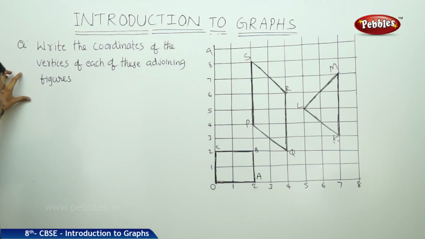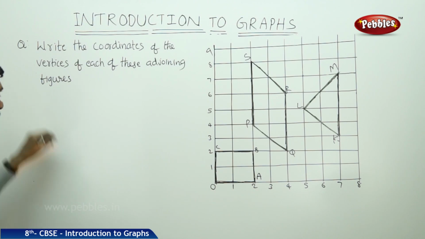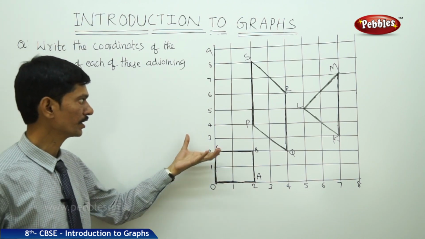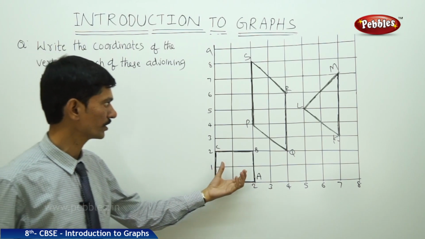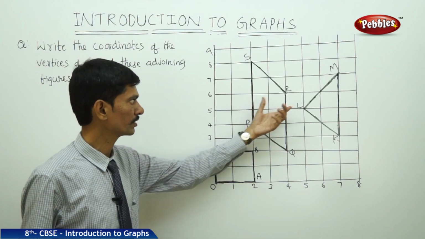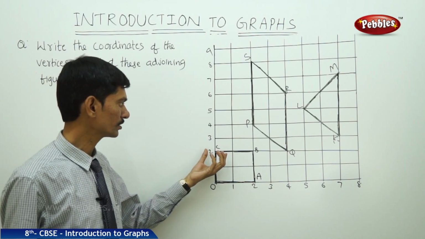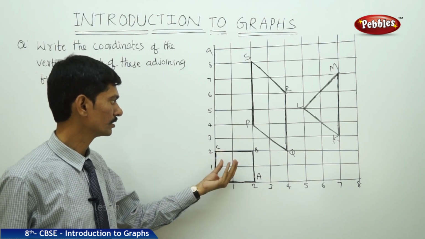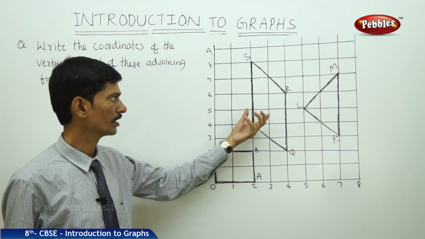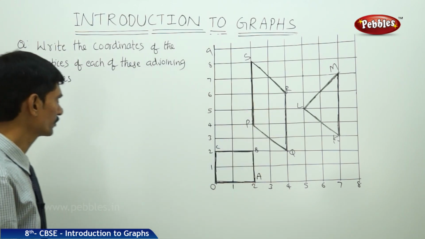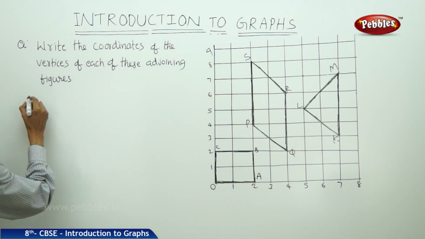Write the coordinates of the vertices of each of these adjoining figures. So in the adjoining coordinate plane, there is a square and there is a parallelogram and there is a triangle. So we have to write the vertices of each point of the square, parallelogram and as well as triangle. Now first we will consider the square.